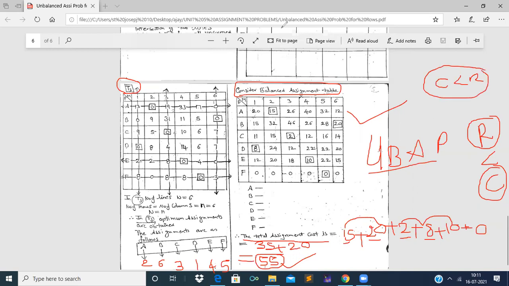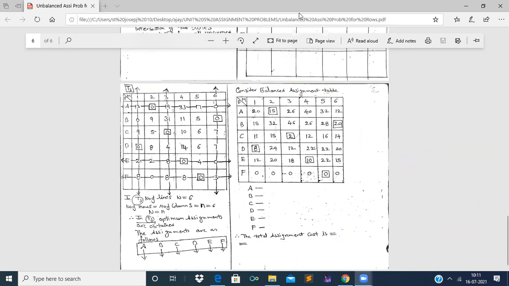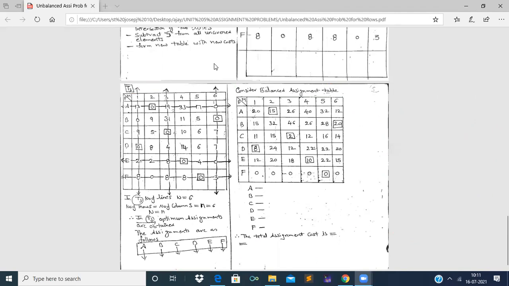Now, let me clear all the drawings, right? Still 2 minutes are left. Let me take the attendance, right? I will note down the names.